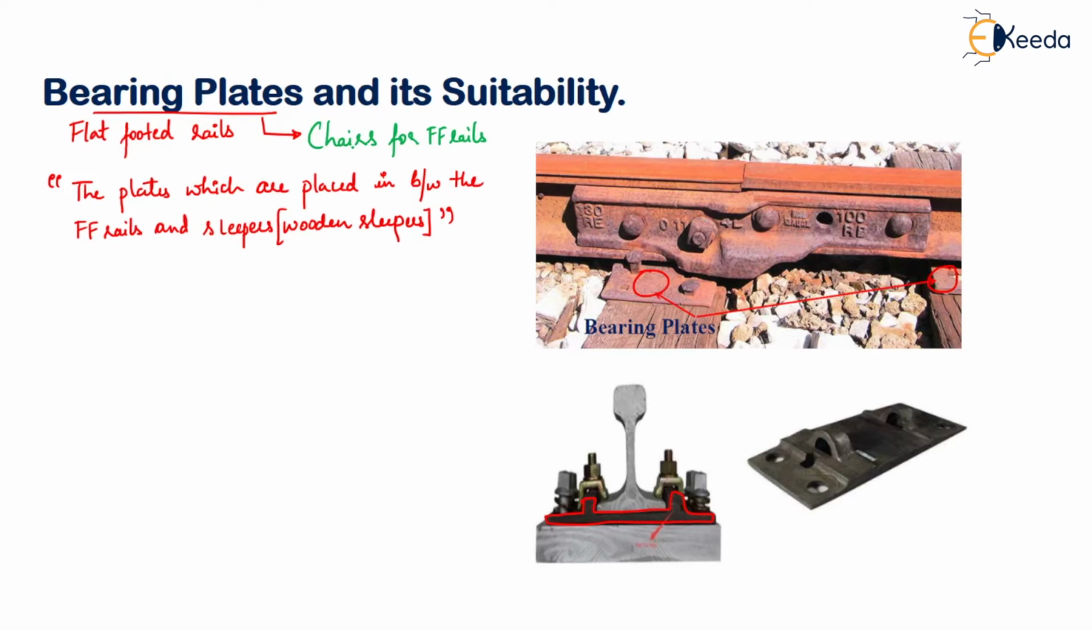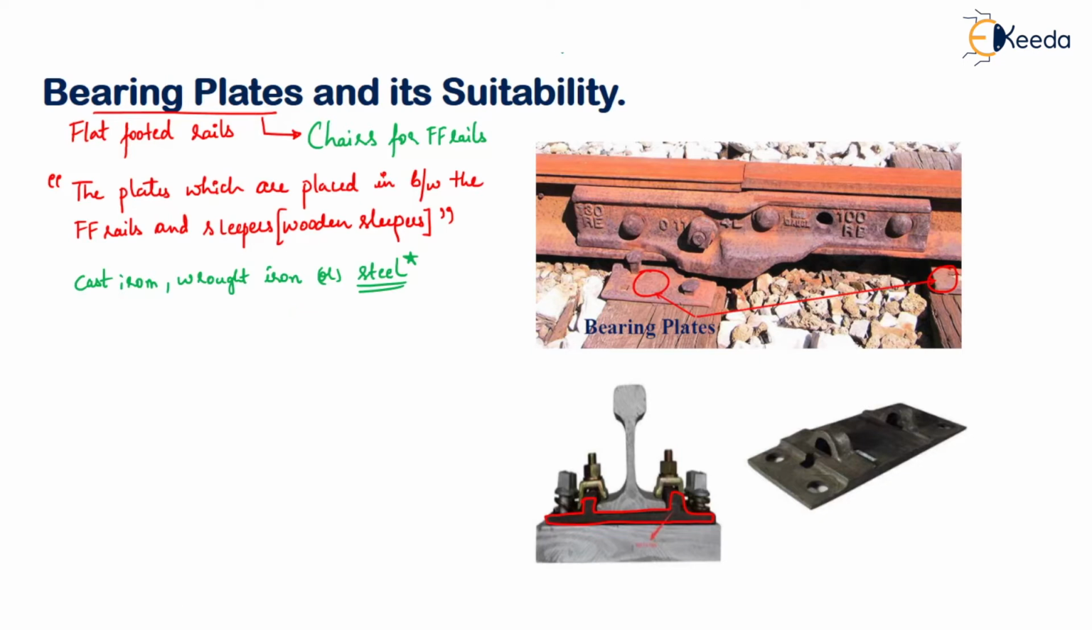So we call it chairs when it is used for your bull-headed or double-headed rail. But if you are using it for a flat-footed rail, these chairs are nothing but your bearing plates. Understood? So they are normally made up of your cast iron or wrought iron or your steel. So in India, commonly steel bearing plates are used.